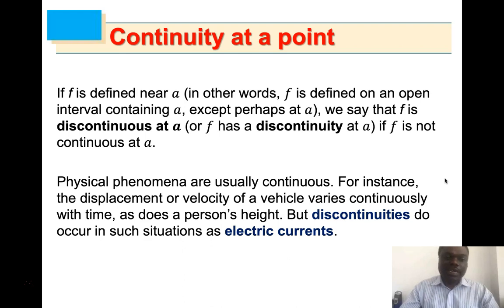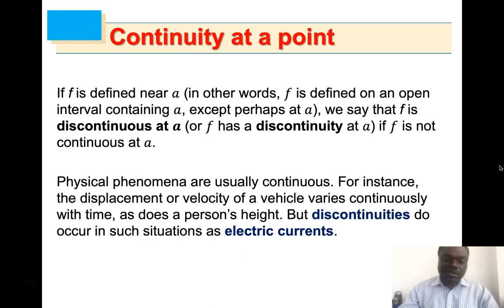If f is defined near a, in other words, f is defined on an open interval containing a, except perhaps at a, we say that f is discontinuous at a, or that f has a discontinuity at a if f is not continuous at a. So if a function is defined near a, but it does not satisfy those three conditions that we had in the last slide, then we would say that there is a discontinuity at a, or that it is discontinuous at the point a.